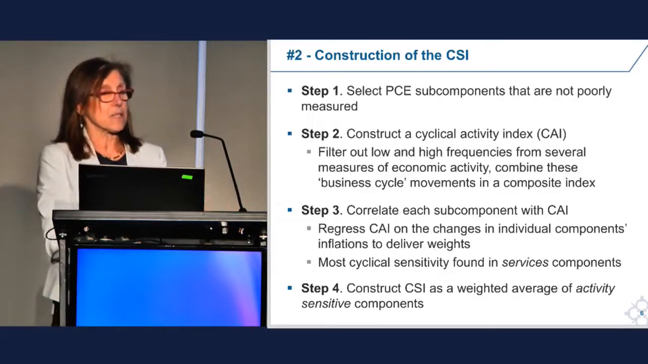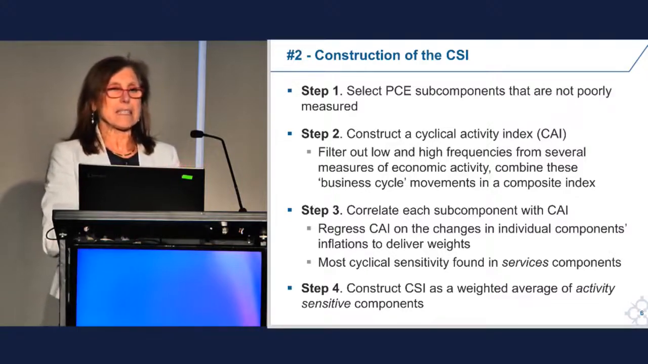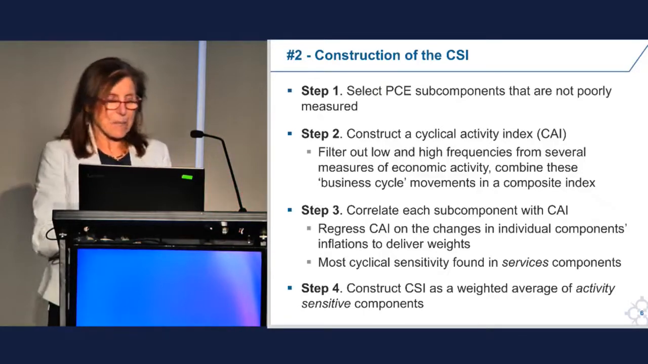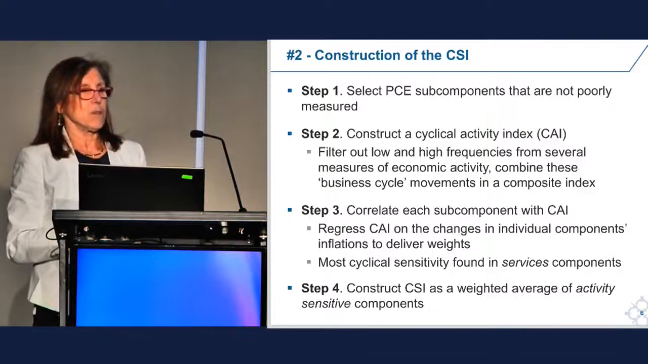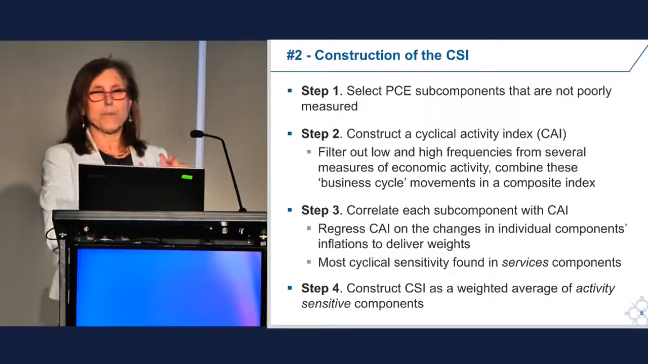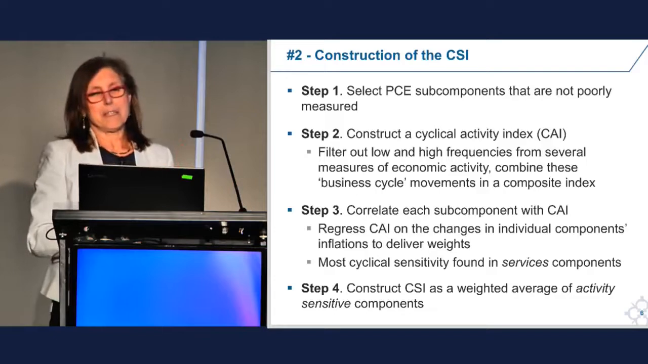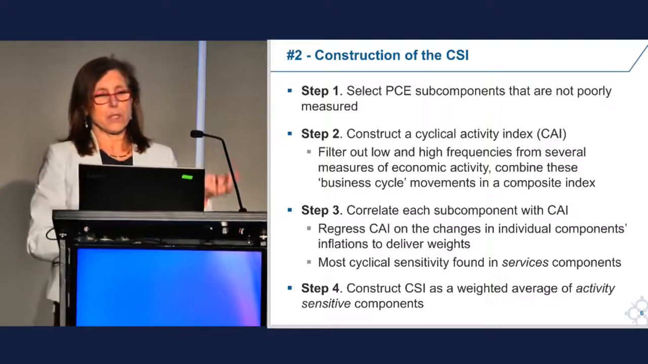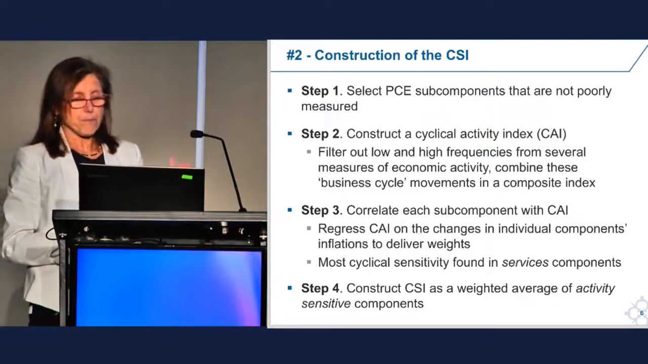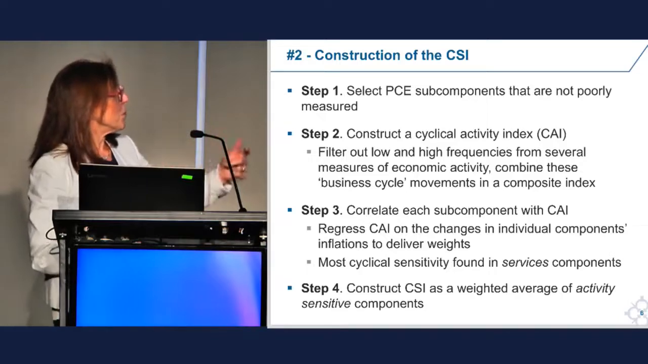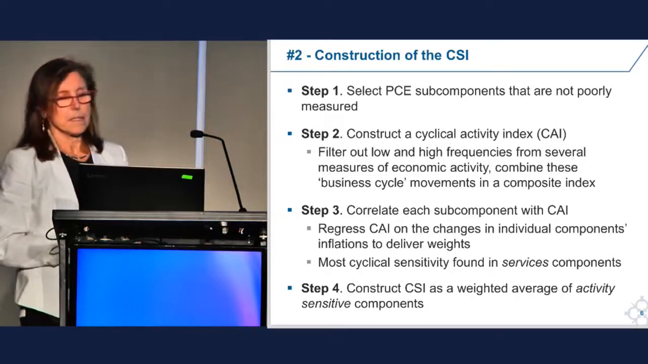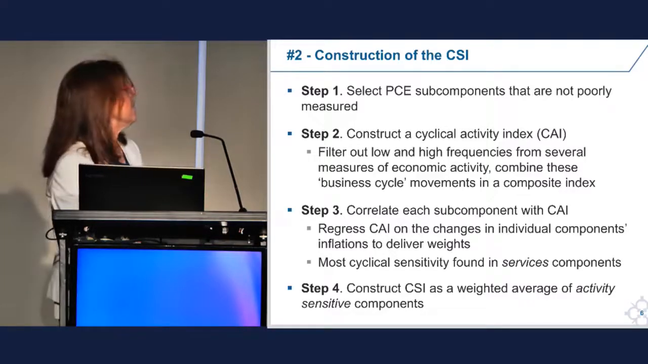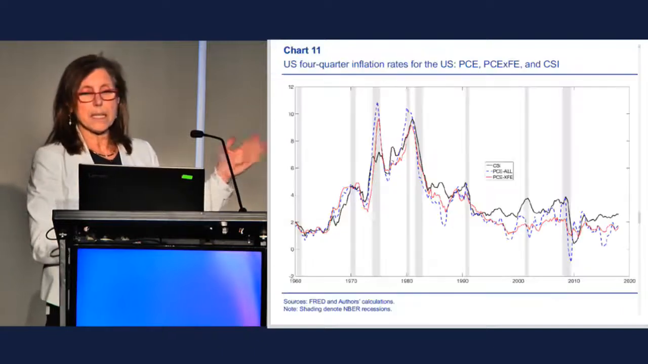So they have to construct an index of cyclical activities, and this index is done, again, they take some of the series that we have seen before, they filter them in some similar way, and then extract the business cycle movement, and then relate this business cycle movement in an aggregate of activities to the various subcomponents to get those weights W that you have seen for the construction of the CSI. Okay, so each subcomponent is related to the cyclical activity index in terms of variation, and then they construct the CSI. Okay, so this is the picture you have seen.